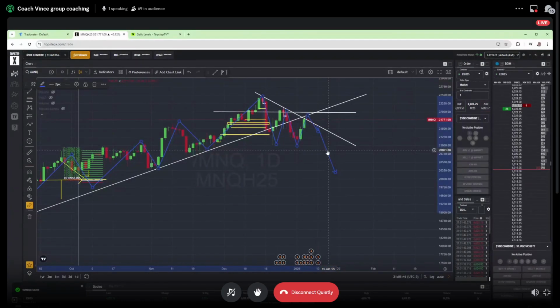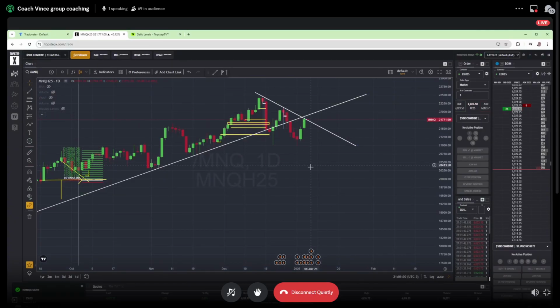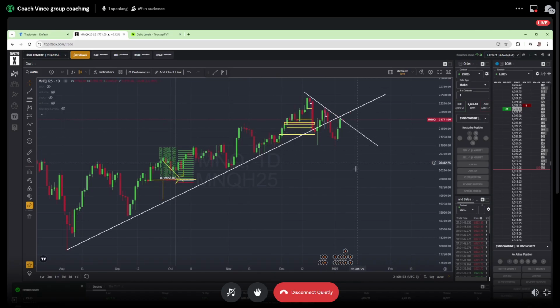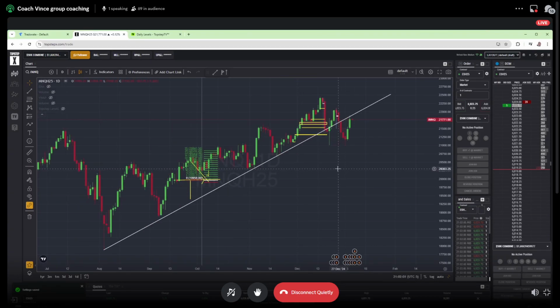But that's not to say if we start to accept back above this upward sloping trend line, then I like back into the long side. But you can see right now we're kind of setting up for a reversal type pattern. If we're not above this line here, so above 21,900, 22,000, if we don't get back up there, I like the short side.